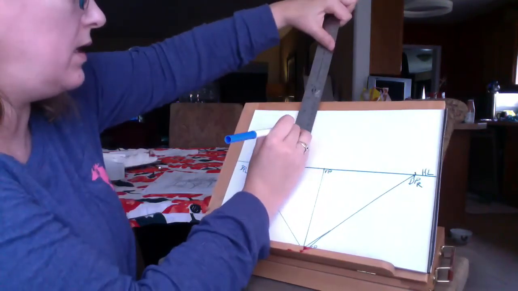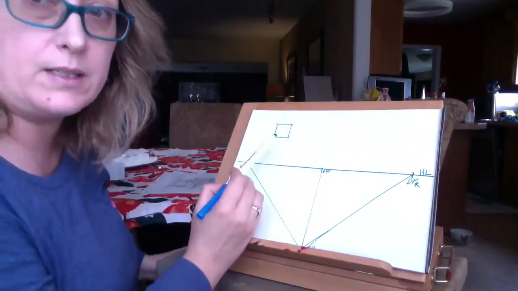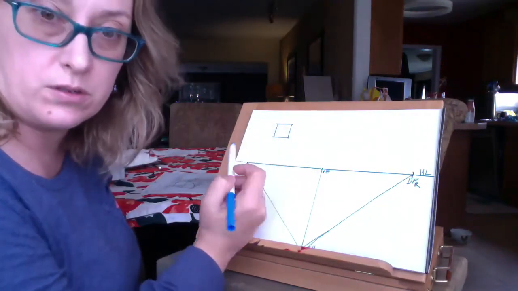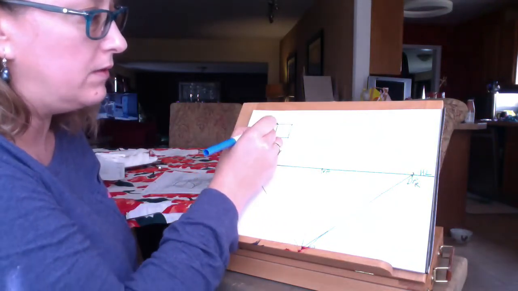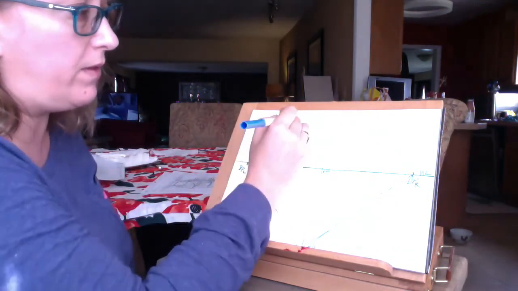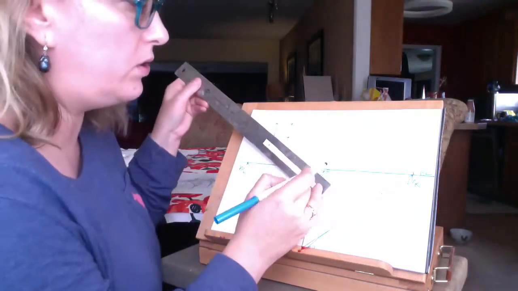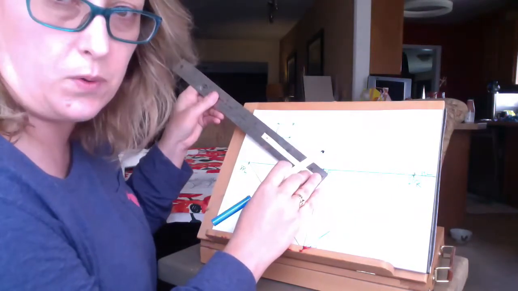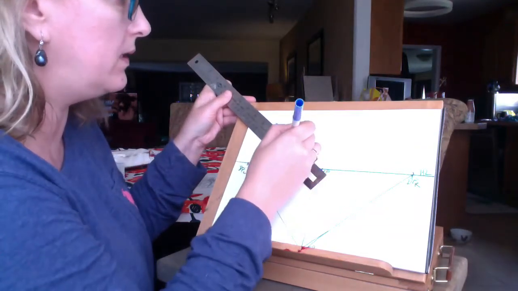So this is just a small square. It's a perfect square, a 1 by 1 inch square. And then from each of these 4 corners, and if I label them, I'm going to vanish to the center vanish point.